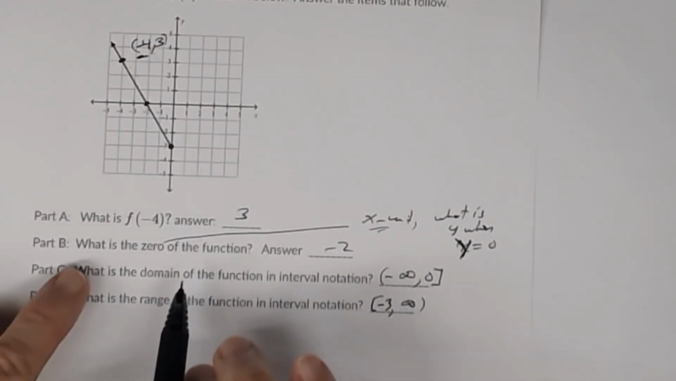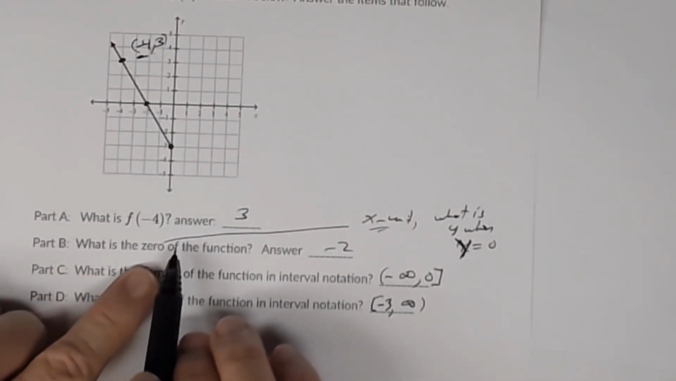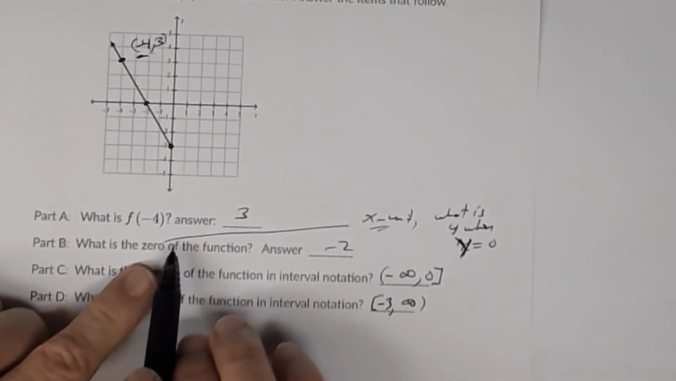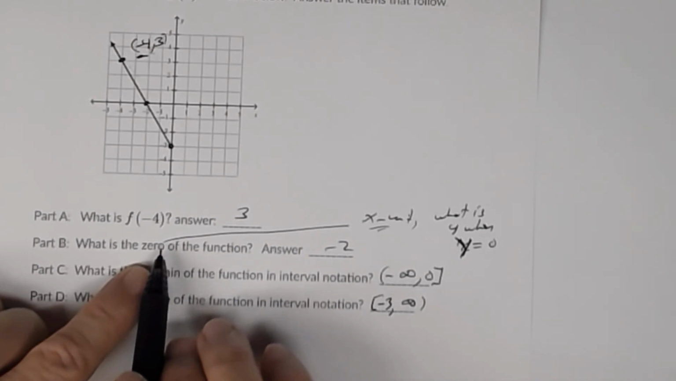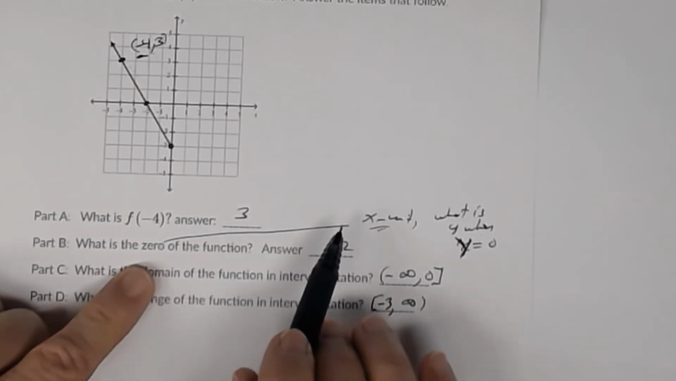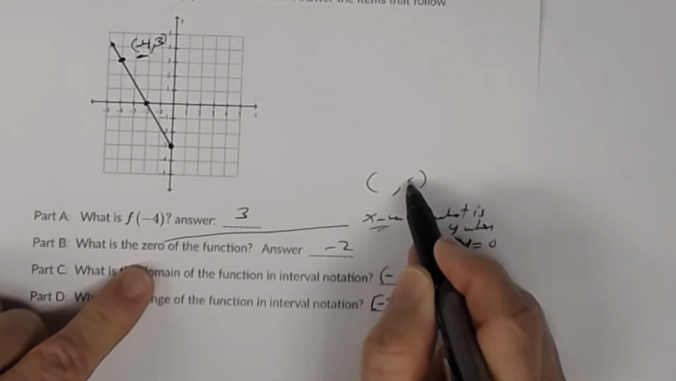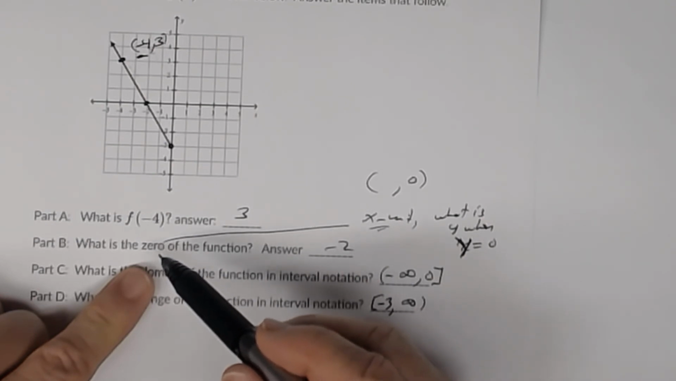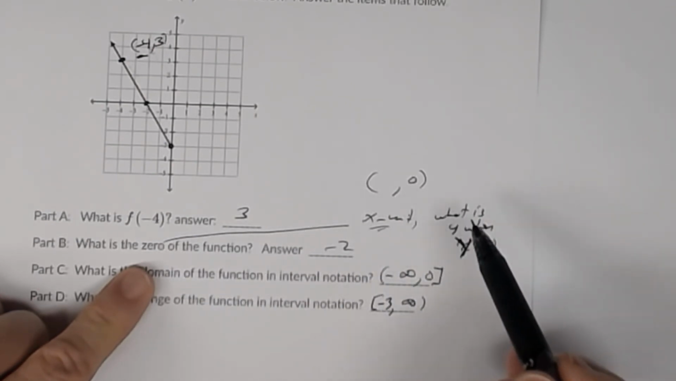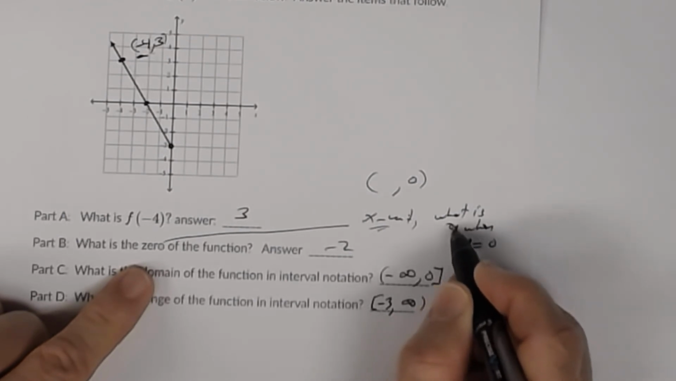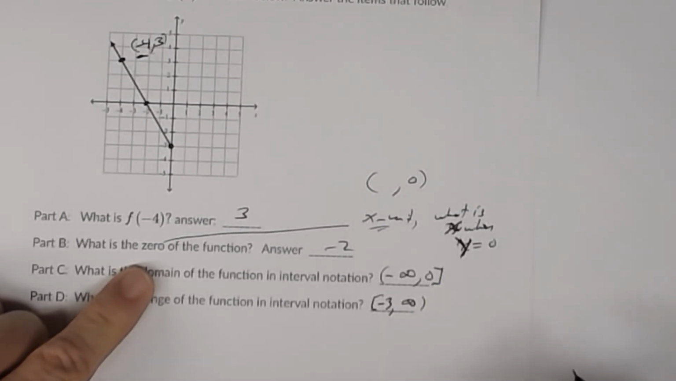All right, so make sure you understand what a zero is. When you're asked to find the zeros, and you're going to see this again when we talk about polynomials, one way you can think about it is the x-intercept. For the x-intercept, my y value is 0. But it also means asking, what is x when y is 0?